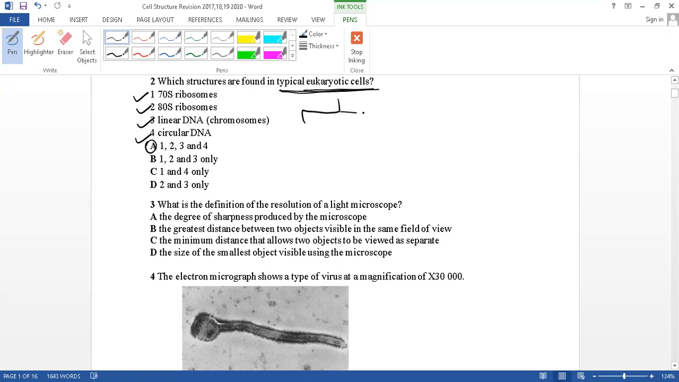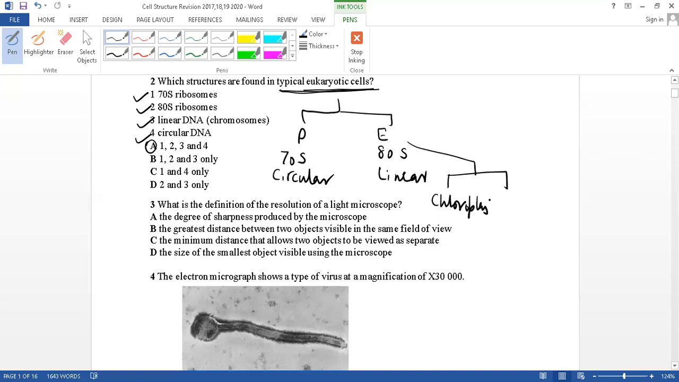Now make it very clear that prokaryotes have 70S ribosome and circular DNA. Eukaryotes have 80S ribosome and linear DNA in their cytoplasm and nucleus. But along with that, if it's a plant cell and they have chloroplast, they do have circular DNA and 70S ribosome. And in their mitochondria, they also have circular DNA and 70S ribosome.